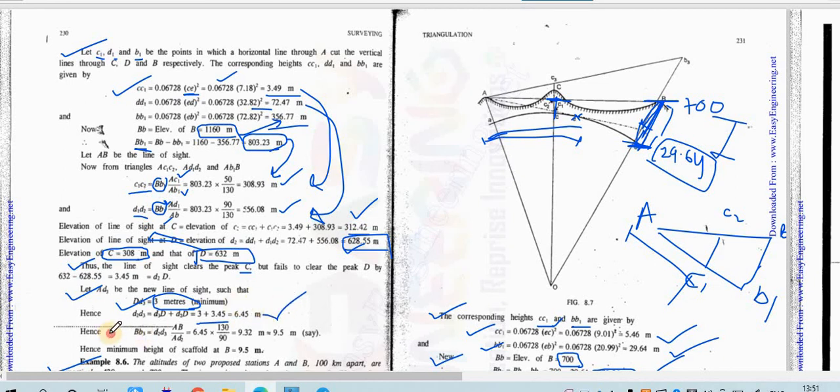In a similar fashion, for this BB3 height, the point B has been raised based on this height. So DD2 into AB into AB2, AD2, the height that should be raised at point B is 9.5 meter. So at point B, the scaffolding should be 9.5 meter. At point C, we do not require to raise it because it is clearing the line of sight. At point D, it is failing, so we have to raise it at point D, and since we are raising at point D, we should also raise it at point B. So it is 9.5.